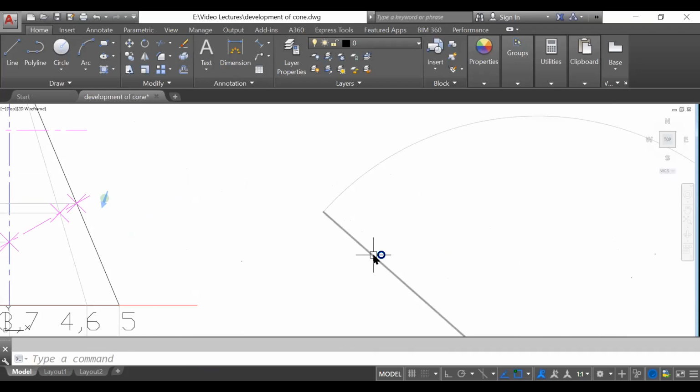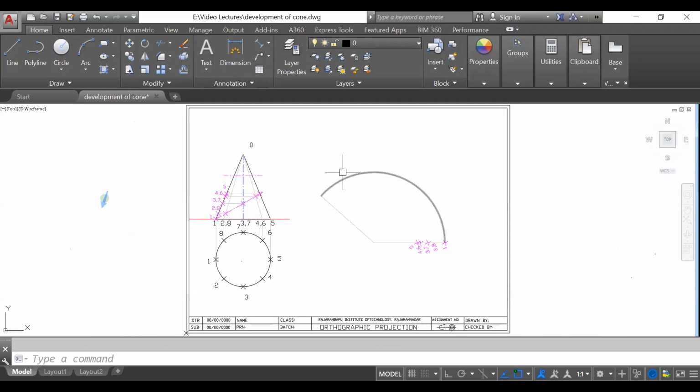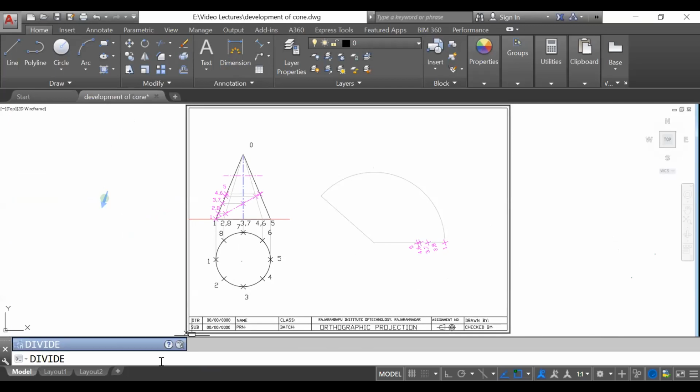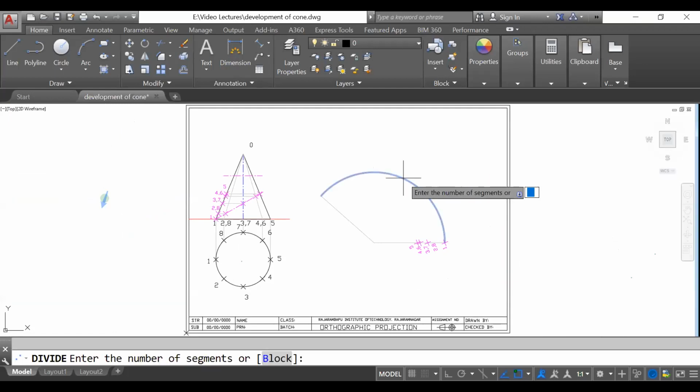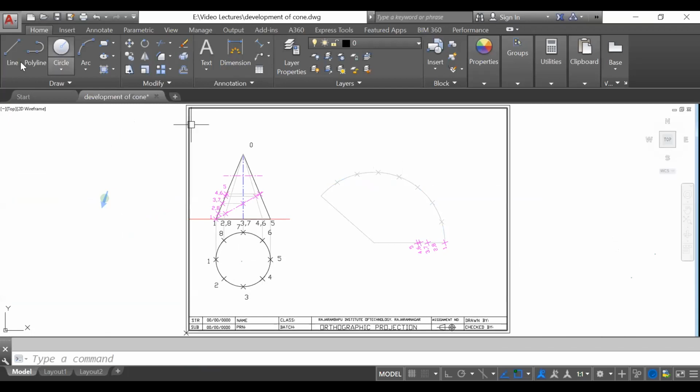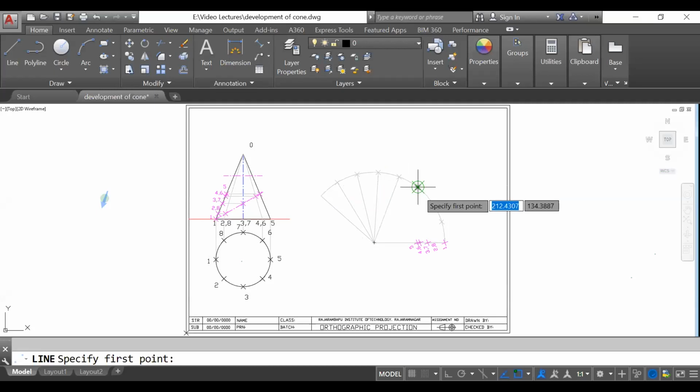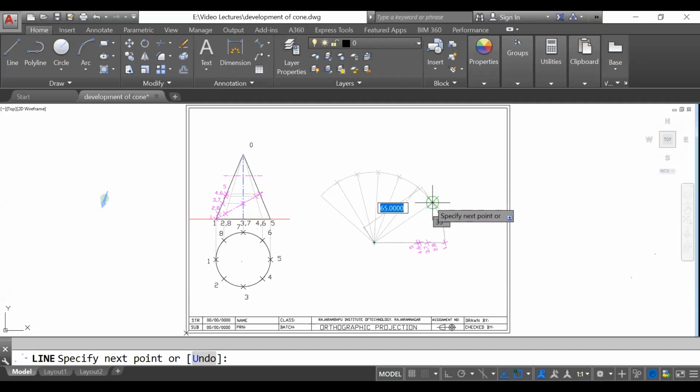Now you just divide this part of the circle into 8 equal parts. Because we have to divide it into 8 equal parts, we use the divide command and then divide into 8 parts. After that, you can join the lines from this point to this point, then this to this, this to this, and then finally this.